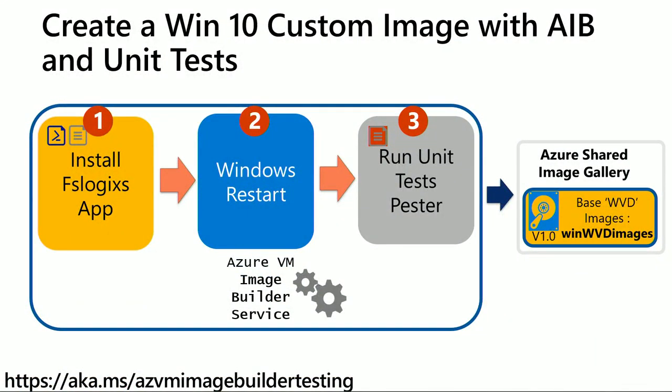Okay, so what we saw there was me install FSLogix, do a Windows restart, and then you saw the unit tests run. They were returning these non-zero exit codes, and that was pretty easy to implement. You've probably already got the scripts. If you just want to add unit testing, it didn't take me long at all to learn Pester and implement that.